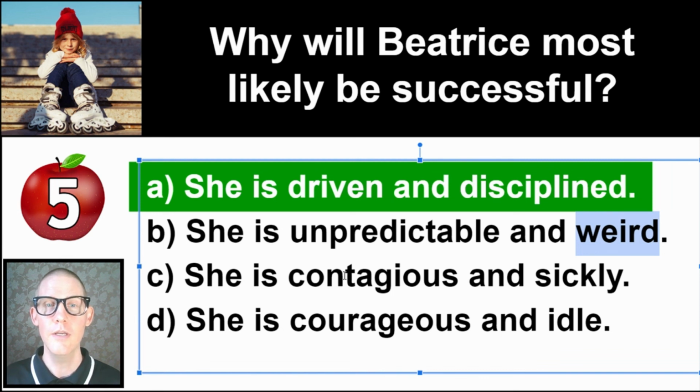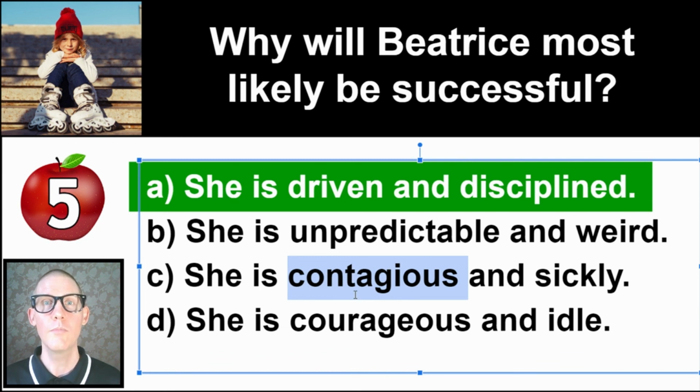So B doesn't work. C, she is contagious and sickly. Well, sickly just means that you're not healthy. You're sick a lot and you don't have good physical health. Contagious means that you have a sickness or maybe a rash, like a red thing on your skin, and it's easily spread to other people, right? So maybe you're contagious and you cough, and the spit from your cough goes on to other people and it makes them sick. So you're contagious. So other people probably try to stay away from you.